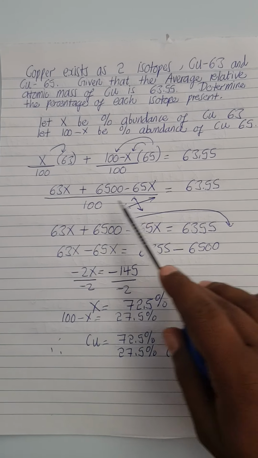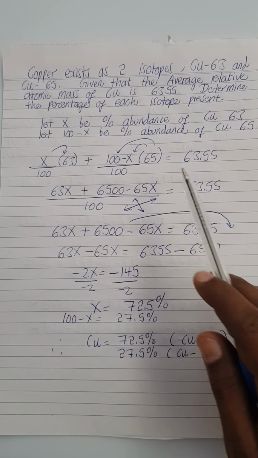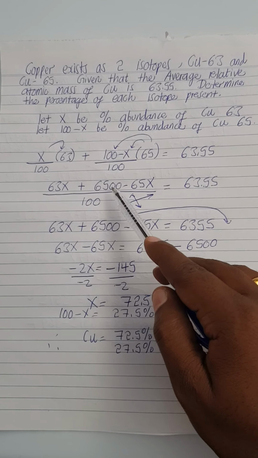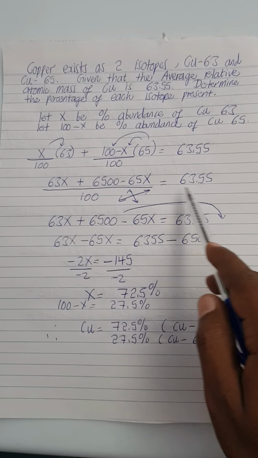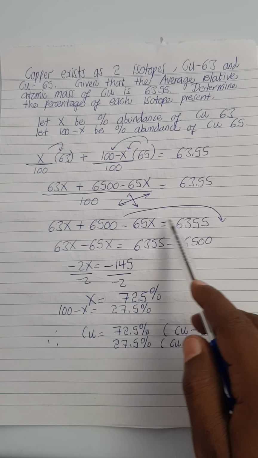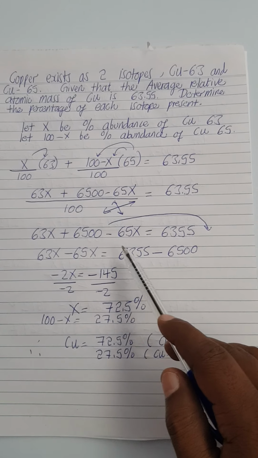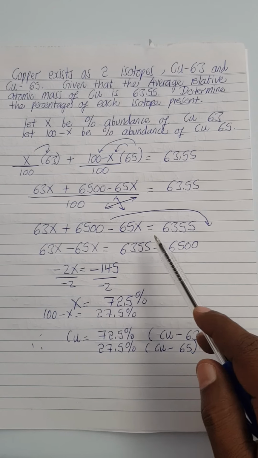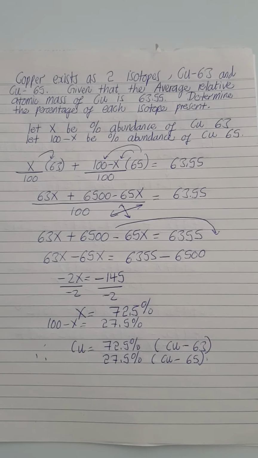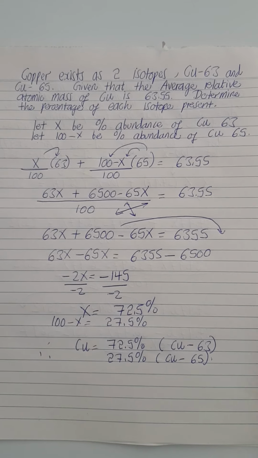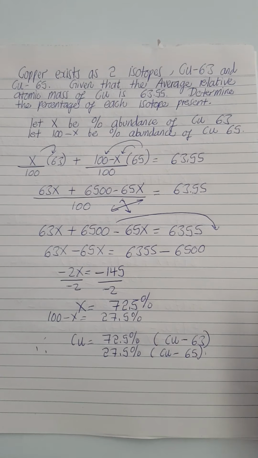The next thing you need to do is, there are different ways of working through it, but what I like to do is cross multiply. So you go 100 times 63.55. Eventually what you get is 63X plus 6,500 minus 65X equals that. So we've now turned a fractional equation into a linear equation.